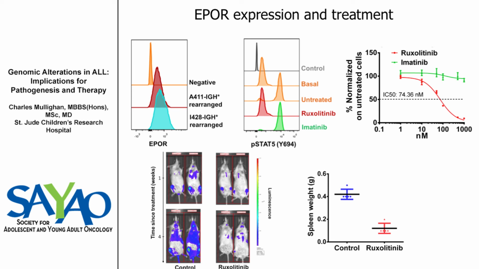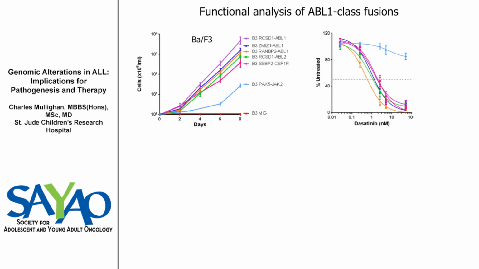The same tumour cells are quite sensitive in vivo in a xenograft model of EPO-rearranged leukemia. You can see this by the imaging on the left or by looking at the spleen weights after harvesting. So this appears to be a novel therapeutic approach to this specific class of fusions.